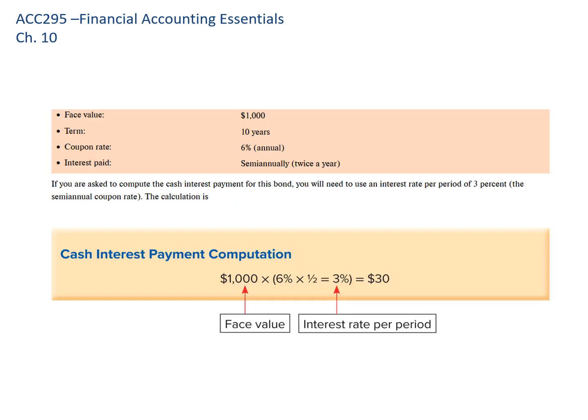So a cash payment calculation: if we have a $1,000 face value, an individual bond, the term is 10 years, the rate is 6%, and if the interest is paid semi-annually, which is very common, then the amount of interest that's paid is going to be the face value of the bond times the interest rate times 1/2. So in this case, $30 would be paid.